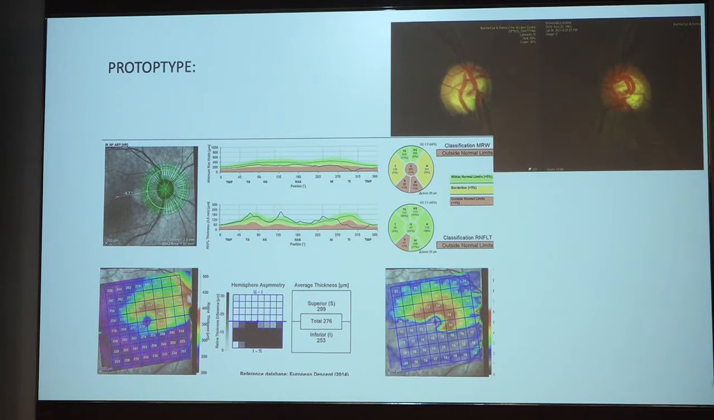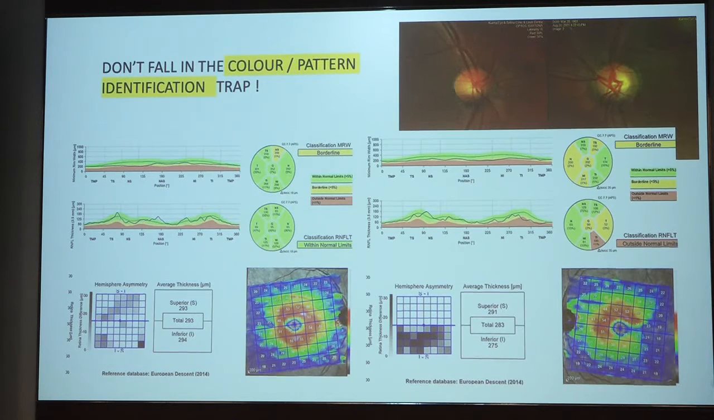Now see, this is a very prototype case. So you have this right eye of the patient, you have an inferior notch, very, very clear. You see the rim thin inferotemporally, you see the RNFL thin inferotemporally, and you see the ganglion cell knocked off below. The hemispheric asymmetric map is obvious. This map here is the entire NF, the thickness is lost, and this is a pretty open and shut case of glaucoma. So don't fall into the color identification or pattern identification trap.